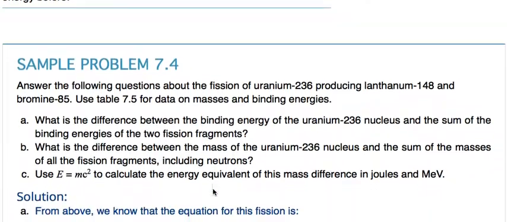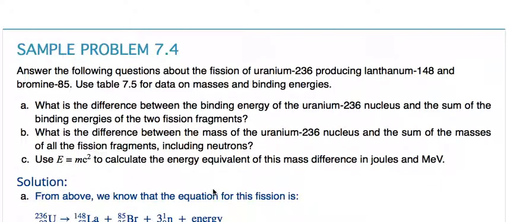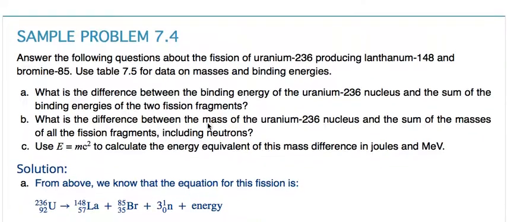The first part of problem 7.4, part A, asks what is the difference, which means subtraction, between the binding energy of uranium 236 and the sum, which means the addition, of the binding energies of the 2 fission fragments. Now that sounds like there's a lot going on, but think about this. This is the formula here, so it's worth writing this down.